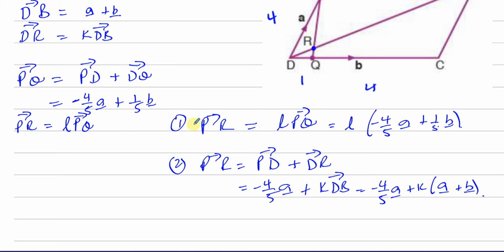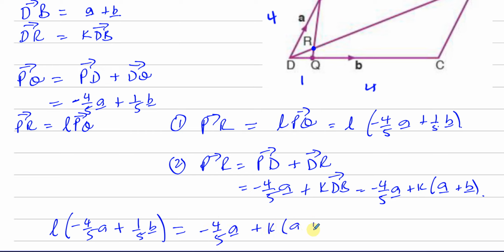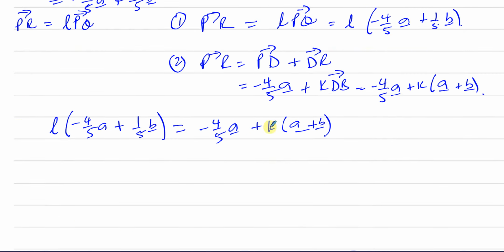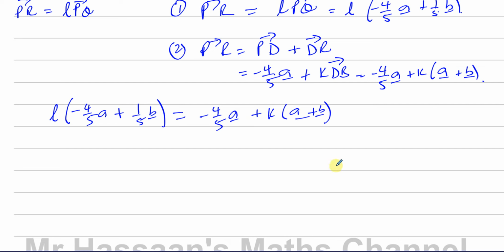Now these two things must be the same as each other because they're both P to R. So I can equate these two statements together. I can say L times minus 4/5 A plus 1/5 B is the same as minus 4/5 A plus K times A plus B, because they take us from P to R. They must be the same vector. If they're the same vector, then they will have the same A components and the same B components. So let's split these up and write them in terms of the A and B components.